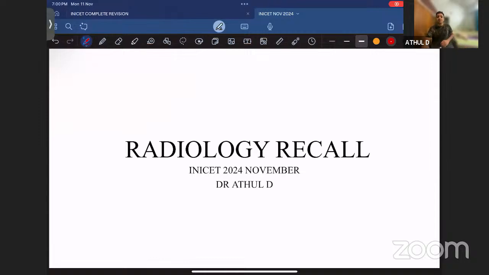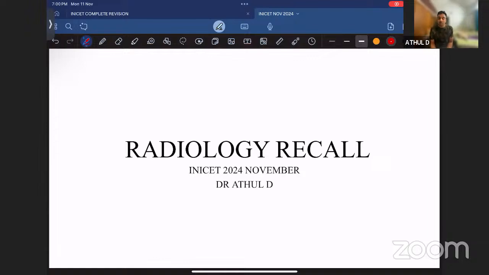Hope all of you had a good exam. I heard, when I talked with the candidates, that the exam felt easy to moderate or moderate to difficult. Some was in between all these difficulty levels, but it is okay.